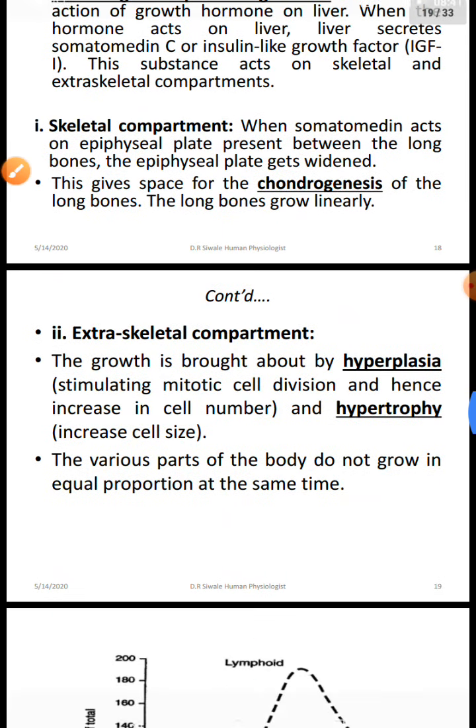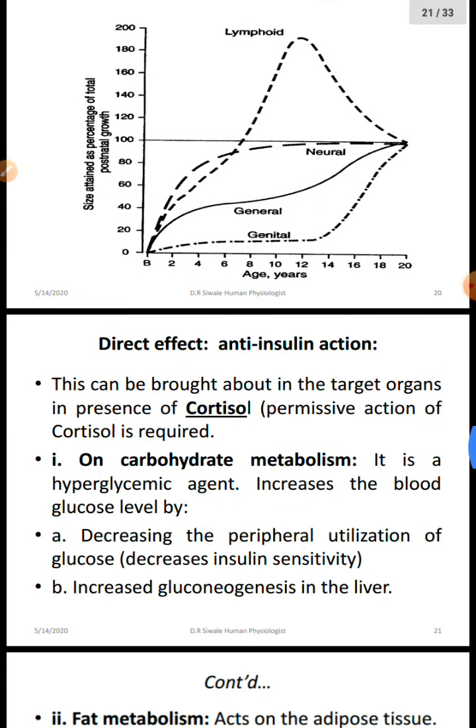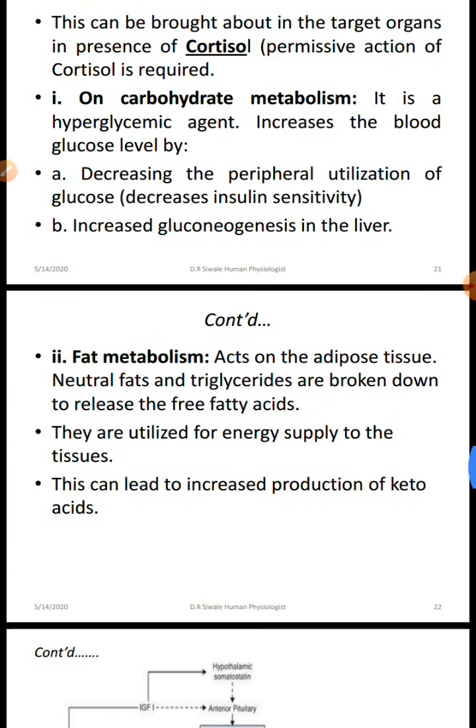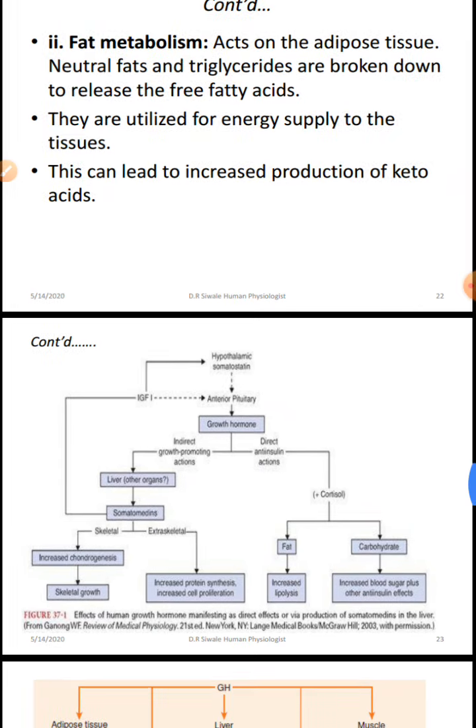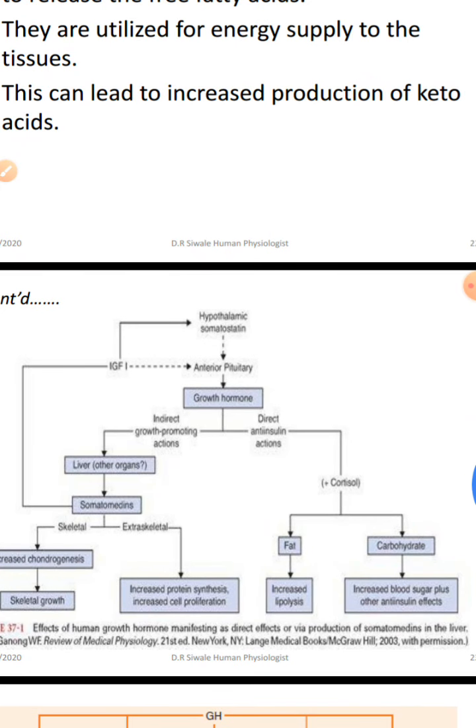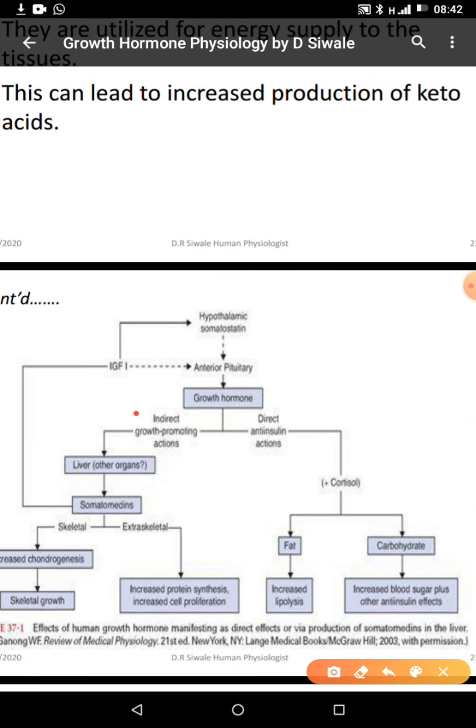So these effects can be summarized in this table. It has indirect effect and direct effect. Direct effects of growth hormone are anti-insulin. So we know the actions of insulin. So the functions of growth hormone are anti-insulin, the opposite of insulin.